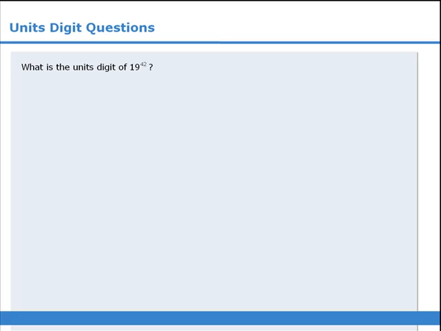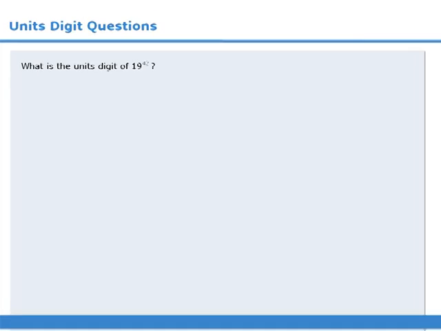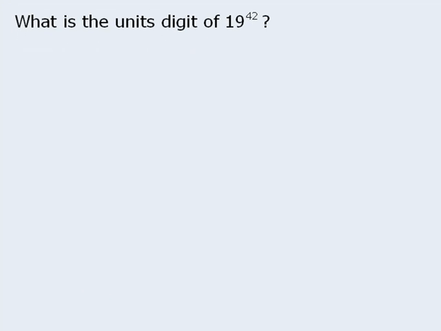In this lesson, we will learn how to solve questions like the one shown here, where we want to find the units digit of a large power. Now, as you can imagine, 19 to the power of 42 evaluates to be a very large number, so we certainly do not want to perform these kinds of calculations. Instead, we are going to look for a pattern in the various powers of 19.